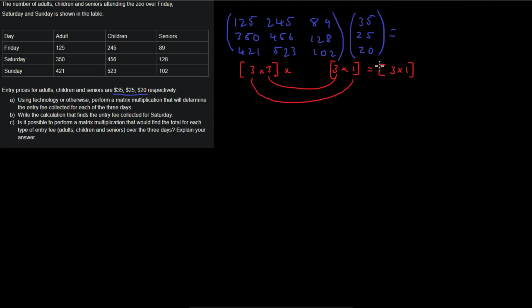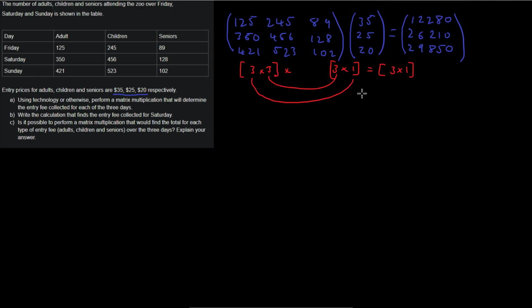Now, if you use your graphics calculator or some other method, we know that it's row multiplied by column. So we have 1 row here, and we have 1 column here. And you can only really do that 3 times, so we'll have 3 different answers. And if you pop that in your calculator or work it out, we will get $12,280 collected on the Friday, $26,210 collected on the Saturday, $29,850 collected over the Sunday.